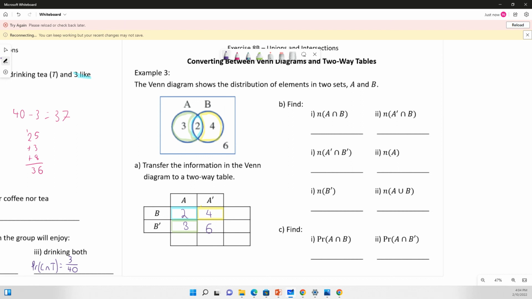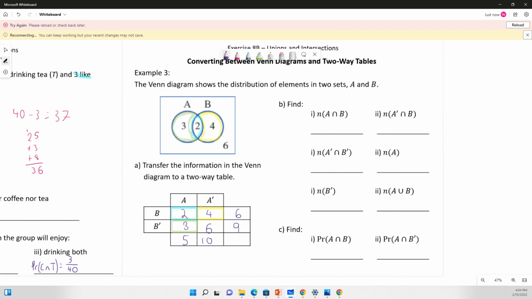Let's add up our totals. So the total number of outcomes that are in B is the 2 and the 4, so you've got 6. Total in A is 2 plus 3, which is 5. Everything that is not in A, well, that is just the 4 and the 6, right? So that's 10. What is not in B? So that's everything that's not B. So that's 3 and the 6. 3 and 6, that's 9.